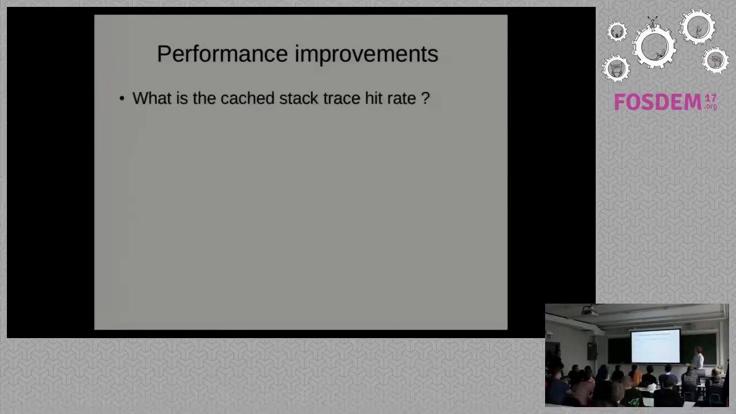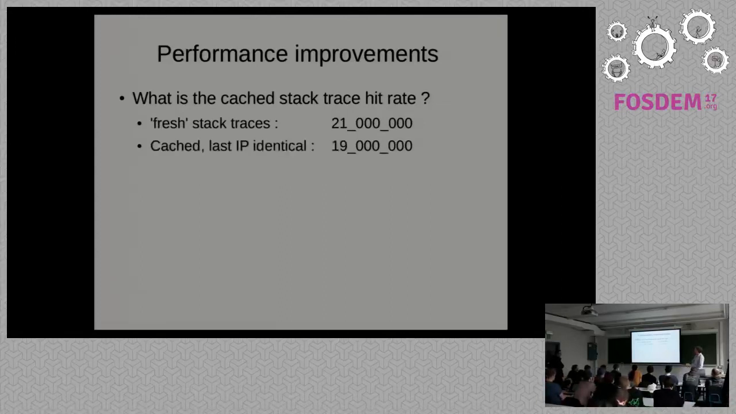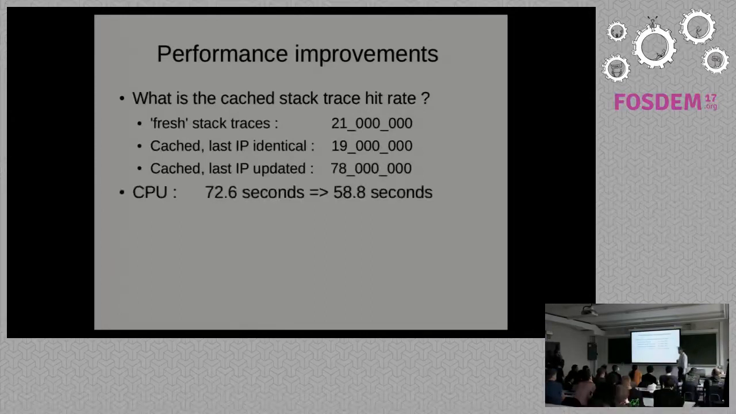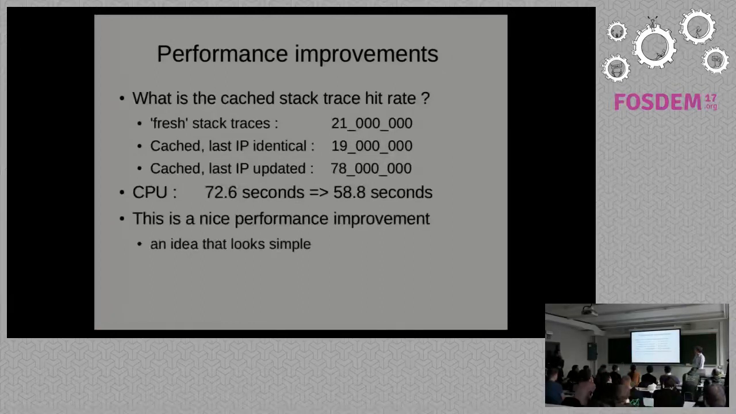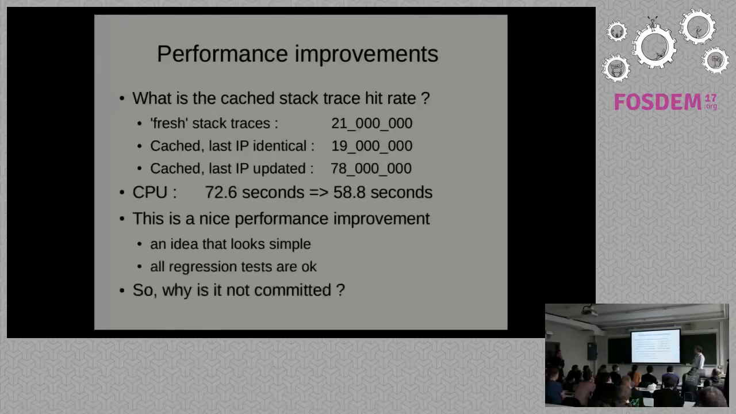So what is the cached stack trace hit rate for my application? We are computing about 20 billion fresh stack traces, and then we have used the cached stack trace with exactly the same IP, so it was a loop, in 19 million stack traces, and then we have 78 million stack traces where we have used the cached stack trace and replaced the last IP. The CPU time has decreased from 7.26 seconds to 5.88 seconds, so that's a really nice improvement. It's an idea that looks simple, all regression tests are okay, and so why is this not committed?